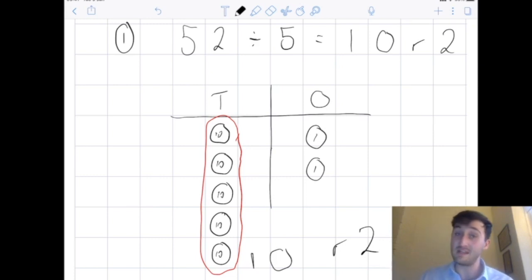Remember, sometimes you might need to exchange over, but remember your remainders.